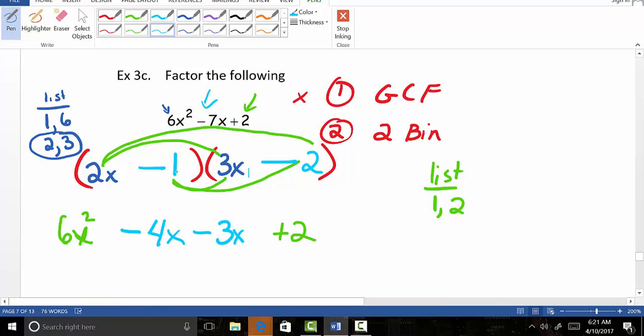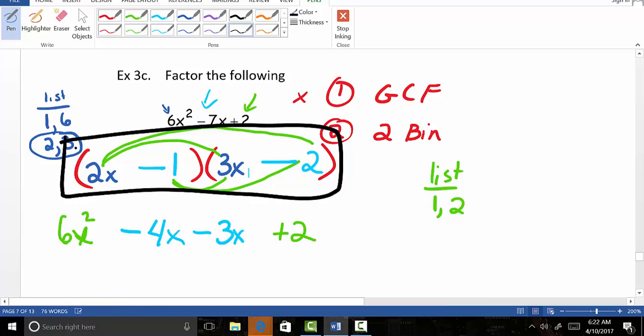Because again, negative 1 times positive 3x, that's how you get them. Likewise here. Negative 2 times positive 2x, you get this guy. And as a result, we kind of had to play with the numbers, swap some things, but this is our most factored form. Again, that is example 3C from our 4.3, 4.4 notes.